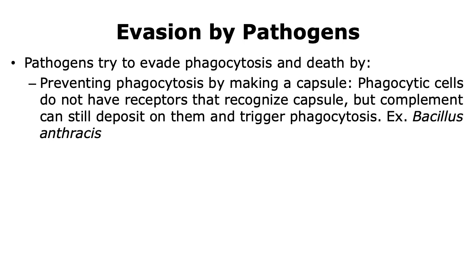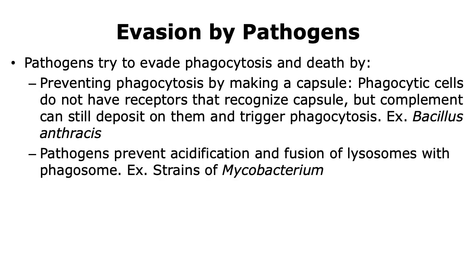It usually does that by making a capsule. Phagocytic cells do not have receptors to recognize a capsule because most of the time these capsules are made up of sugars. However, the complement can still deposit on these capsular surfaces, and that can trigger the process of phagocytosis. So what I'm trying to say is when a microorganism has a capsule, the innate immune cells aren't able to latch on to the capsule directly. They need help from other systems like the complement or the antibodies in order to phagocytose the organism.